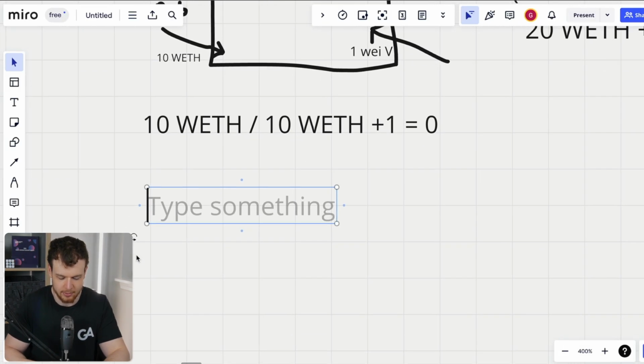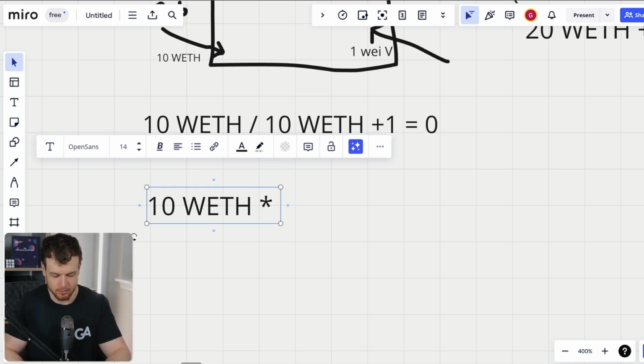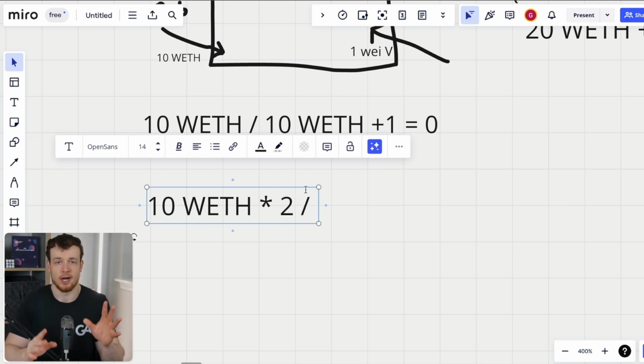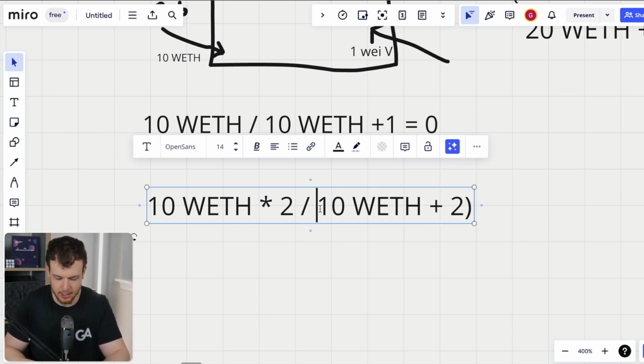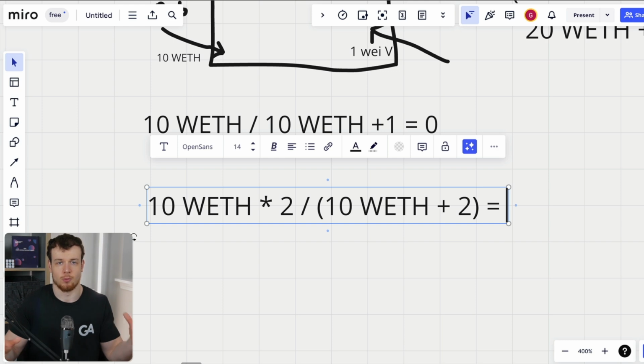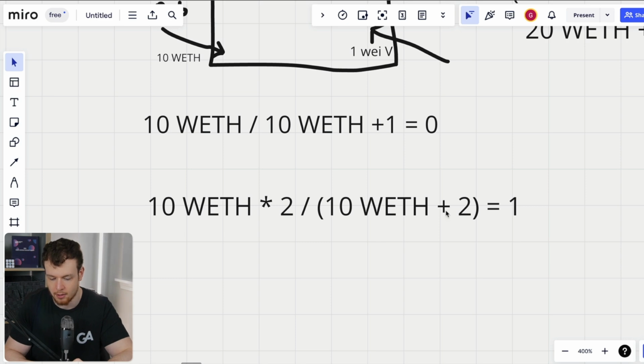So here in our updated case, Bob puts in 10 wrapped ether. He multiplies by the total supply plus 1, so that is 2, divided by the total assets plus 1, so that is 10 wrapped ETH plus 2 wei, and I'll just put that in parentheses to be clear. And of course, what is this equal to in Solidity? Well, it's equal to 1. So instead of getting 0 vault tokens, now Bob gets at least 1 wei of vault tokens.